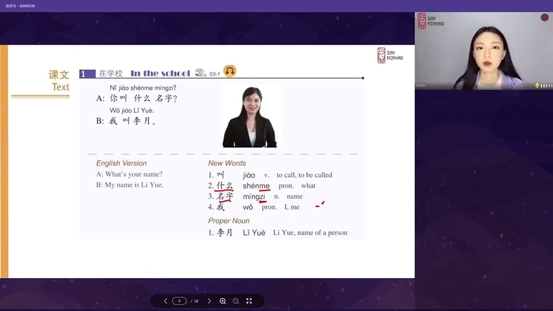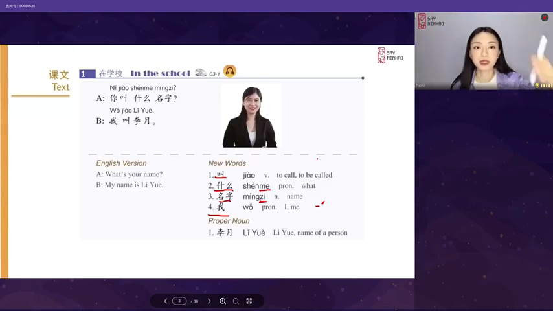What name? Or someone called, then I should put a jiao, okay, jiao. Then this is the answer, 叫什么名字, okay, 叫什么名字. And when I want to say, what are you called, then it is 你叫什么名字. 你 is the subject of this sentence, and 叫 is the verb of this sentence, and 叫什么名字 is the predicate of this sentence. Okay, 你叫什么名字? What's your name?